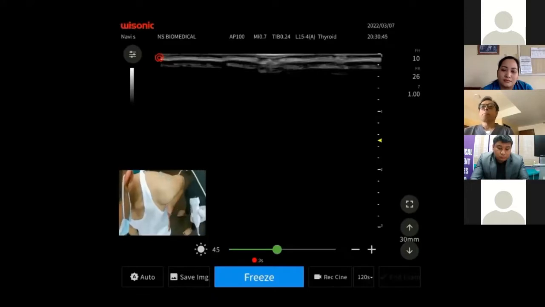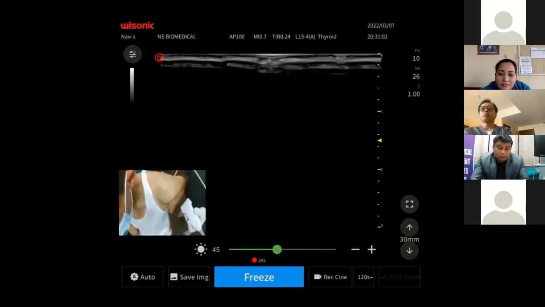So now we're going to look at the lateral aspect of the shoulder joint. Here we are going to scan the supraspinatus muscle and tendon, the infraspinatus muscle and tendon, the subacromial subdeltoid bursa, and the rotator cuff interval. So first we'll have a look at the supraspinatus muscle and tendon.